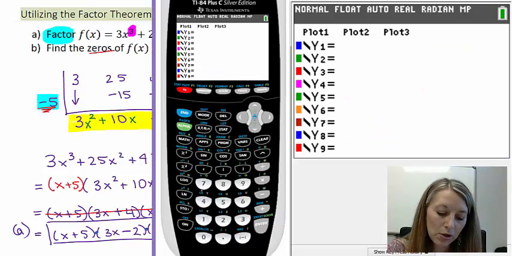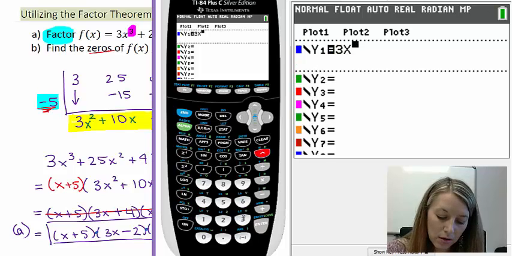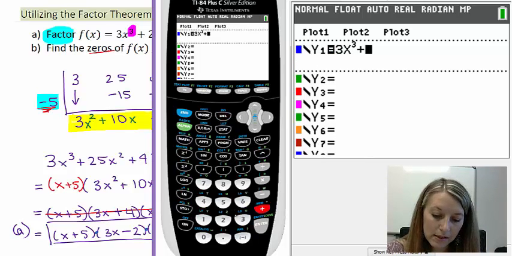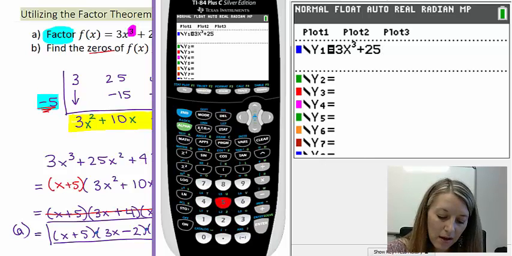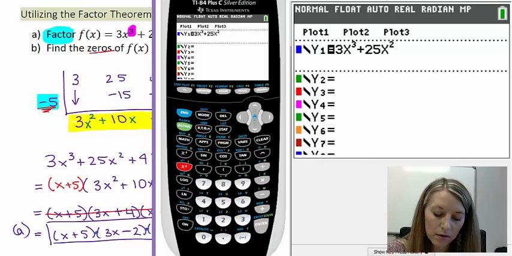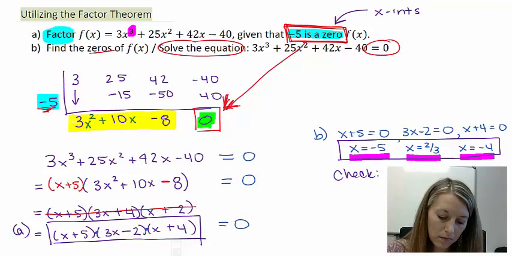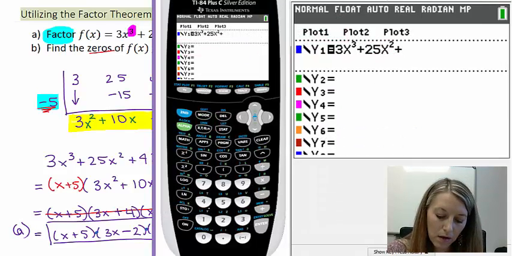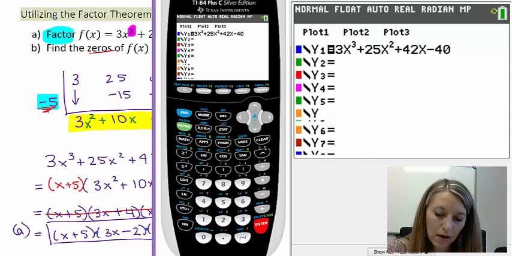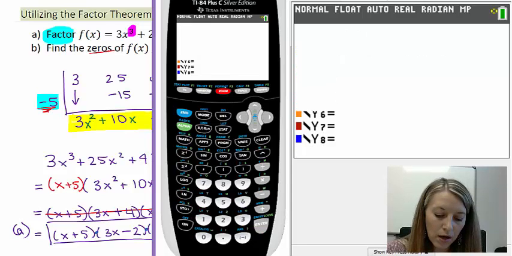Let me substitute in my equation, which was 3x to the third plus 25x squared plus 42x minus 40. Graphing it on our standard window.